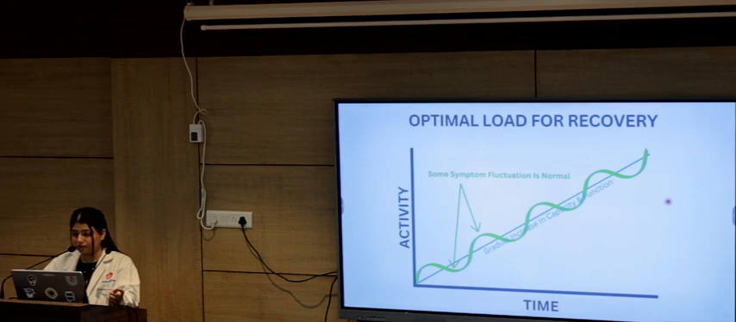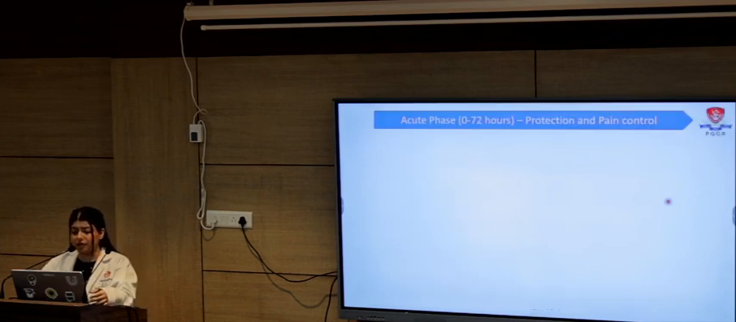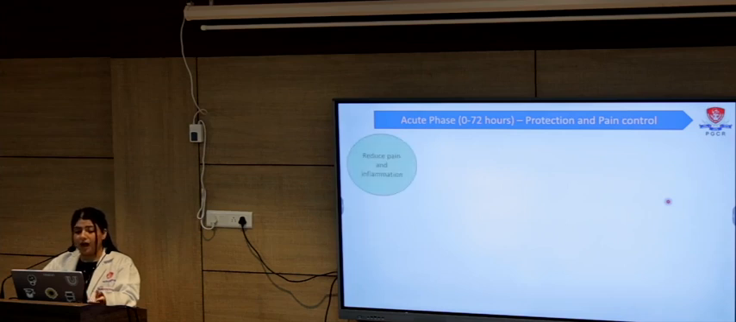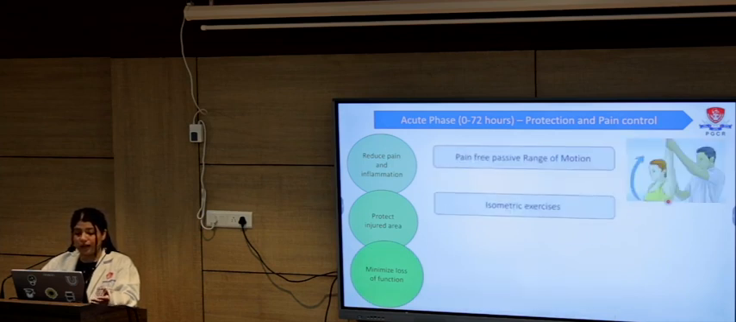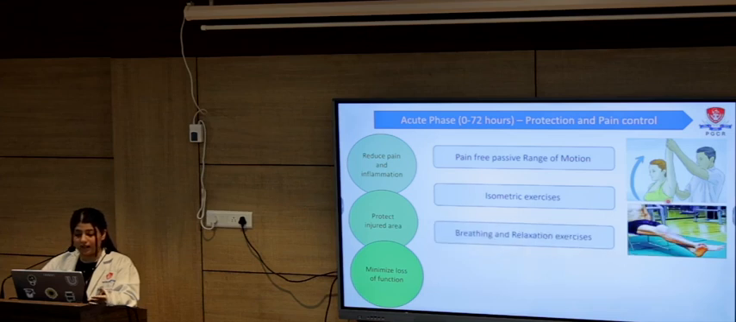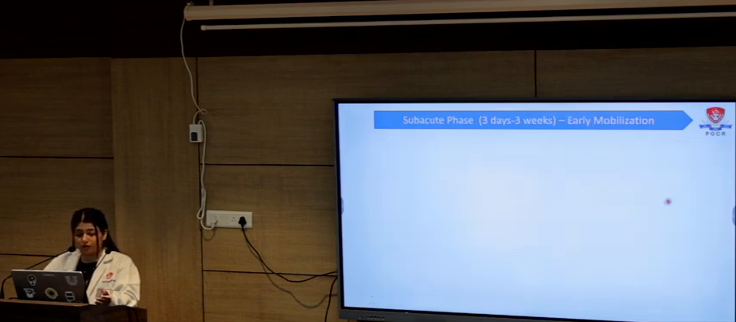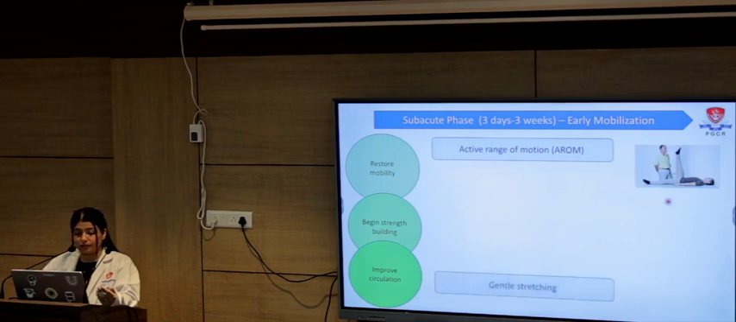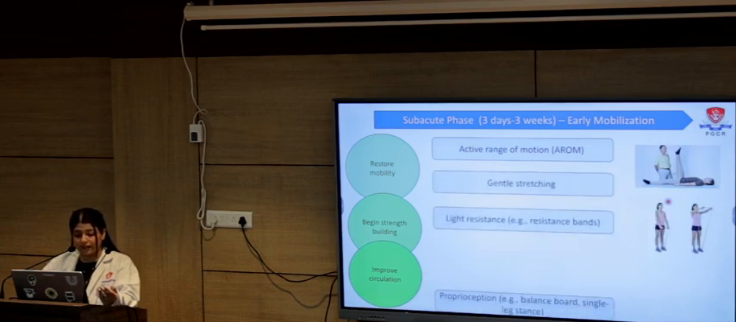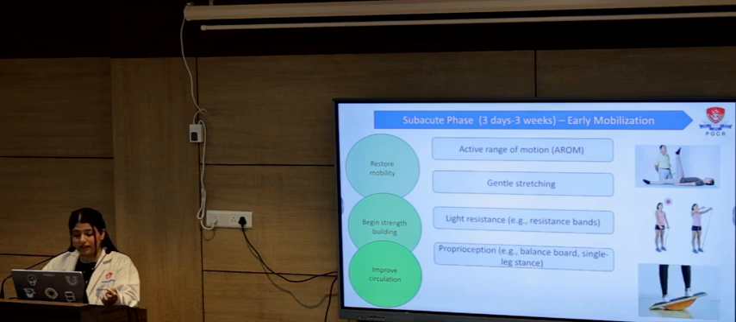It can be done in 4 phases, where in the acute phase, which accounts for 0 to 72 hours, our main goals are to reduce pain and inflammation, protect the injured area, and minimize loss of function, which can be done by giving pain-free range of motion, isometric exercises, or breathing and relaxation exercises to provide calm to the player after the injury. In the subacute phase, which is from 3 days to 3 weeks, our main goals are to restore mobility, begin strength building, and improve circulation by starting the active range of motion, gentle stretching, light resistance band exercises, proprioception, which is balance board and single leg stands, and stationary cycling or swimming if the patient is pain-free.